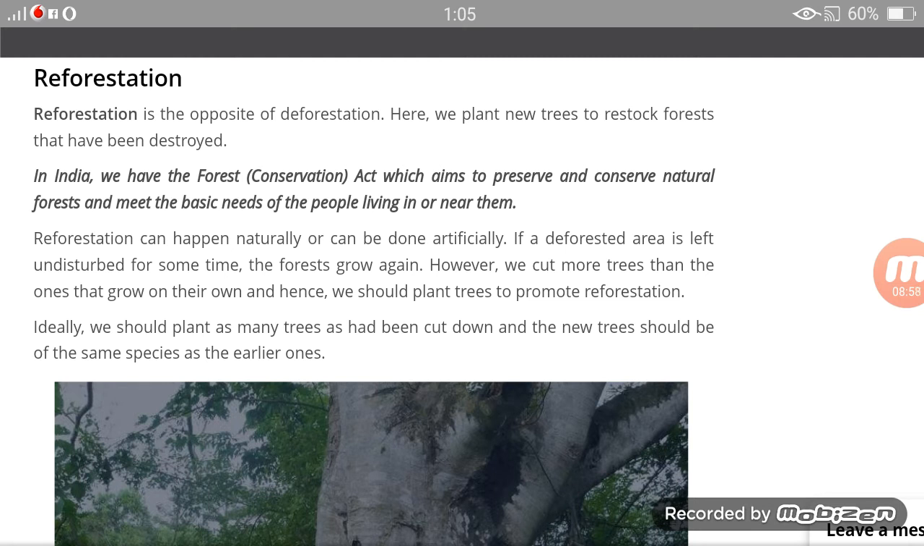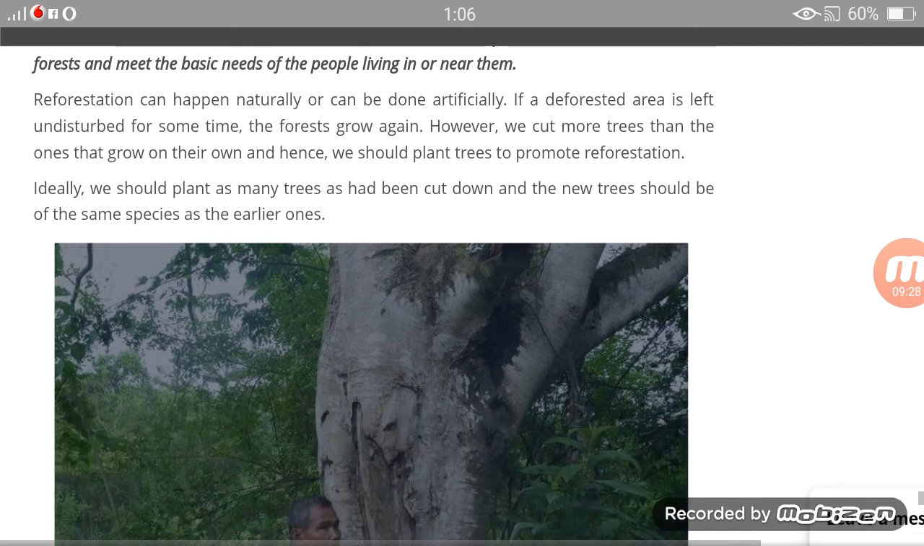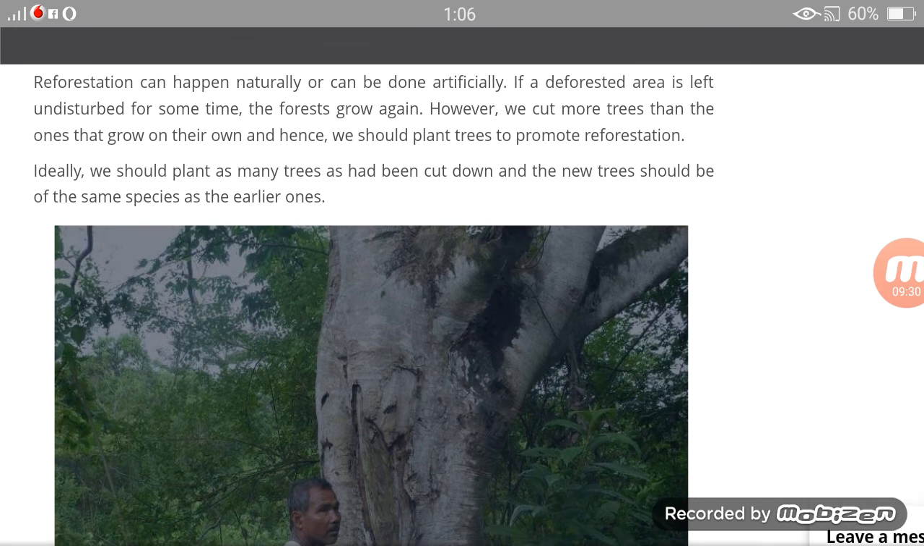So in India, we are having the act called Forest Conservation Act, and what this act deals with, it aims to conserve the natural forest and to meet the basic needs of the people. The government is fulfilling the needs of the people living near the forest, maybe tribal people who are living near the forest. So they are fulfilling their needs also and conserving the natural forest also. So let us read further.